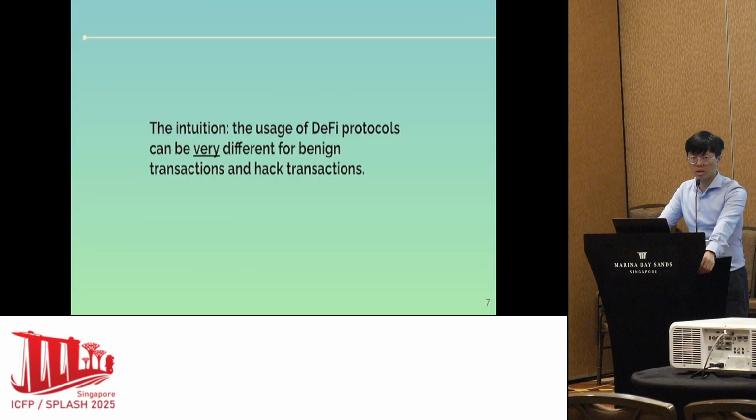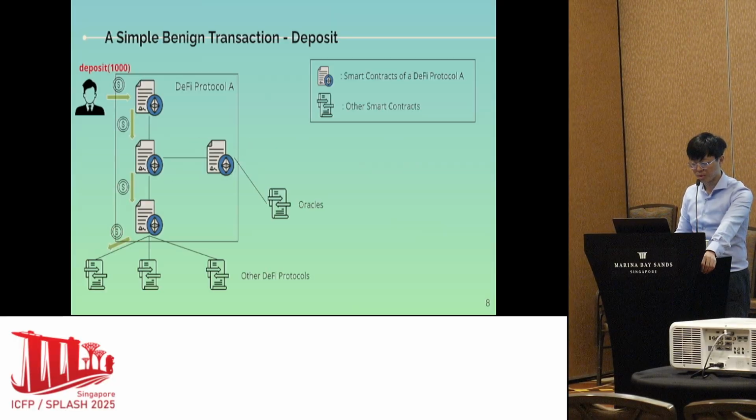The intuition behind this proposal is what we observe: the usage of DeFi protocols can be very different for benign transactions and hack transactions. Let me give you an example to illustrate that idea. For instance, consider a very simple benign deposit transaction. A user deposits 1,000 tokens into DeFi Protocol A, which then deposits these tokens into some other protocols. And that's it for a very simple deposit.